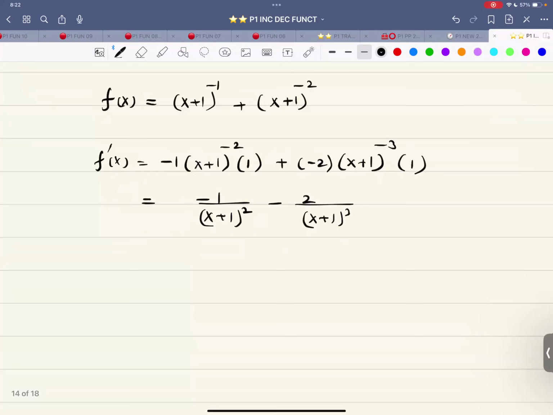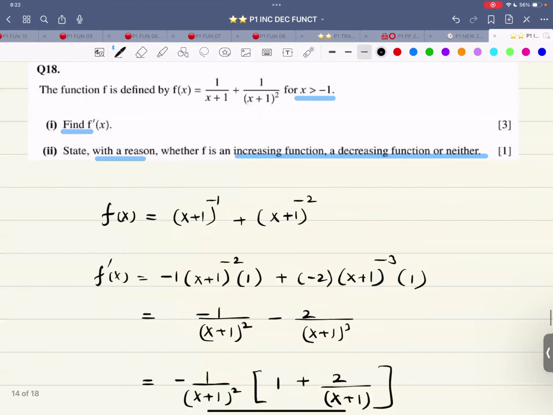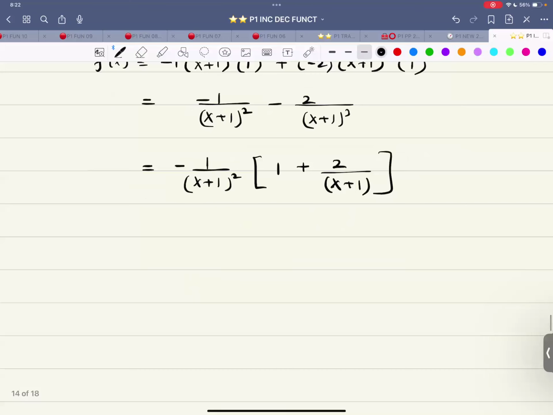And what should I take common? Let me take 1 over (x plus 1) squared common. Let me also take the negative common. So this is 1 plus 2 over x plus 1. Let me double check my working. This thing goes on the inside, that's exactly the same. This thing goes on the inside, so squared, and this thing is exactly the same. All good, all clear? Now the domain is x greater than -1.